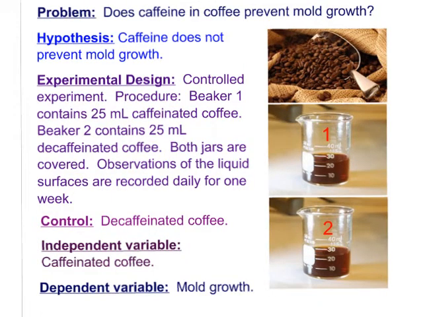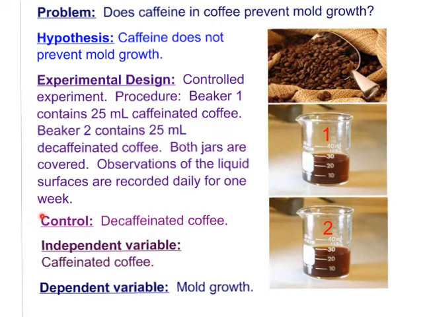So here I filled in just one of many hypotheses. You could have said a lot of different things. I just said caffeine does not prevent mold growth. You could word that as caffeine does prevent mold growth, or caffeine prevents mold growth, because of the beakers, one doesn't have mold growth and the other one does. And you could have described it that way as well. So you could have said several different things for that hypothesis.